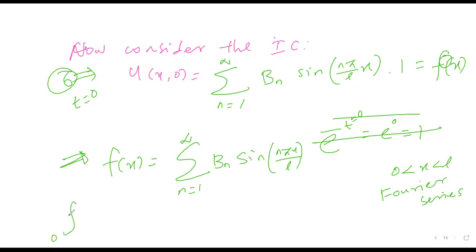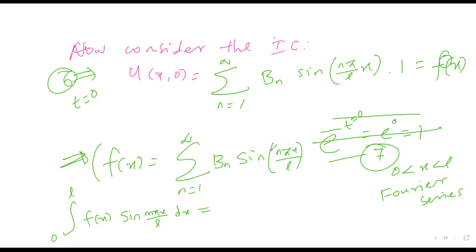What I'm going to do is take the integral of f from 0 to L, with sine n pi x over L, with dx. So I'm integrating this entire function. I can call this equation number 7. I'm integrating equation number 7 with respect to the limit 0 to L, and the function has been multiplied by sine m pi x over L.